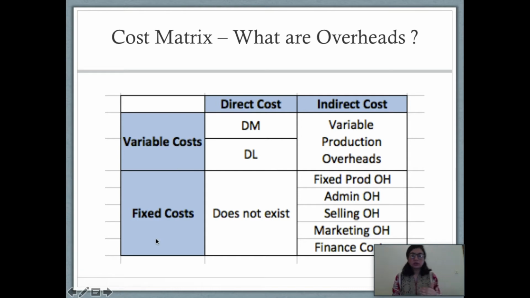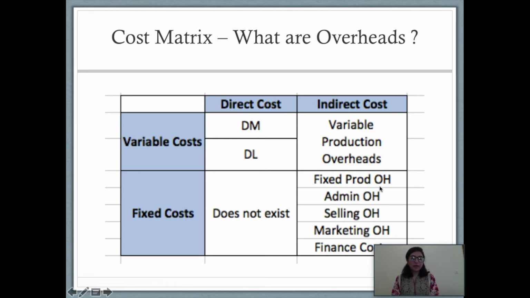Then we come to fixed costs. Fixed costs can never be direct because fixed costs are always indirect. Indirect fixed costs can be fixed production overheads, again similar to the case of the supervisor's salary. Let's assume that there is a guard hired to oversee the whole production. He's sitting outside. Whether production is taking place or not, the guard has to be paid. But why is it a production overhead? Because he has been assigned to the production department. That is called fixed production overhead.